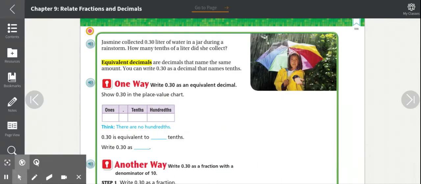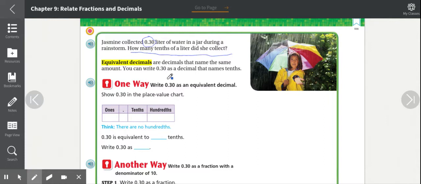Okay, let's take a look at another one. So it says Jasmine collected 30 hundredths liter. Now that's how you would say it, 30 hundredths liter of water in a jar during a rainstorm. How many tenths of the liter did she collect? So they already gave us the hundredths. Okay, we want to find an equivalent decimal to tenths.